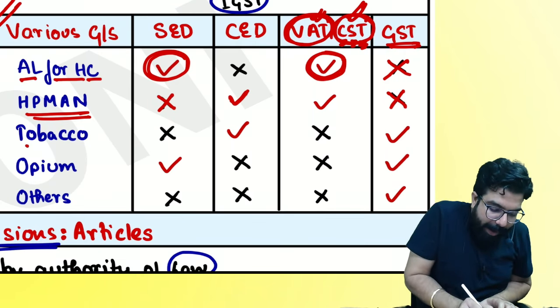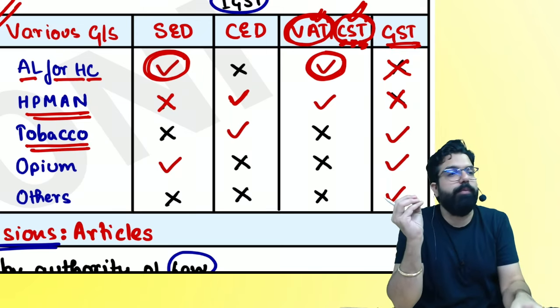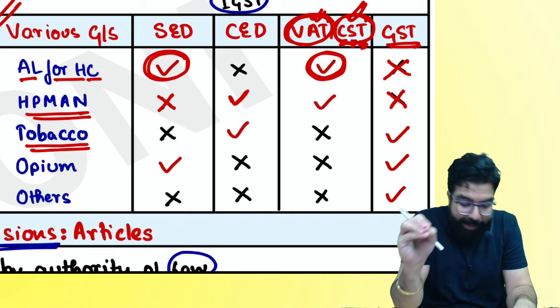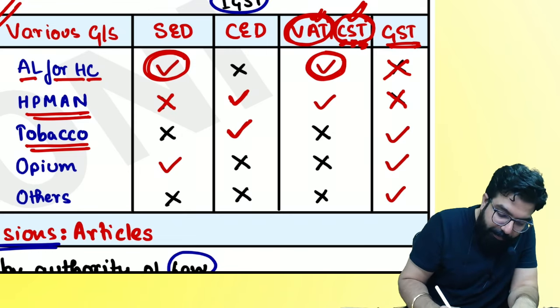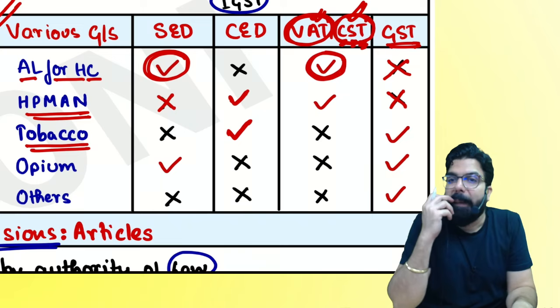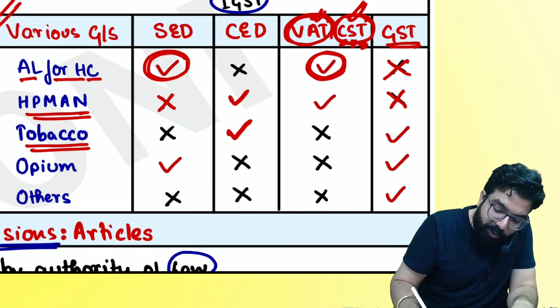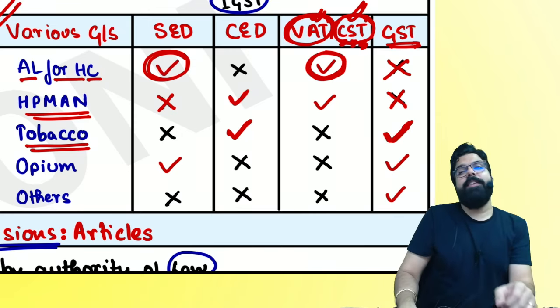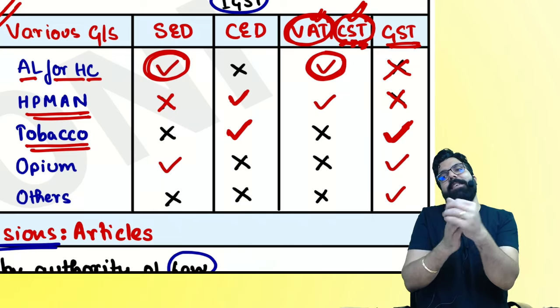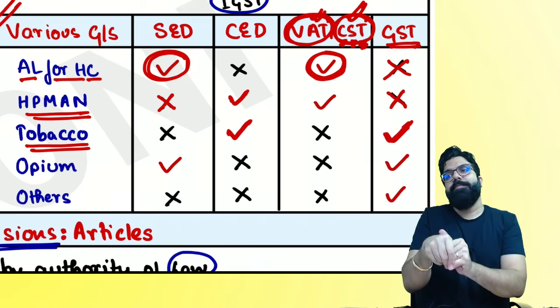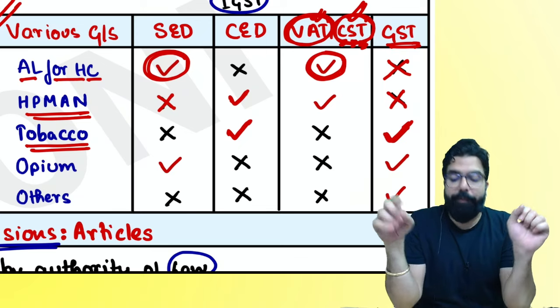No. Tobacco and tobacco items. Whenever it is manufactured, what is charged, everyone? Central excise duty. And when it is sold, what will you charge? GST. So can you tell me one item on which central excise duty and GST both are charged? Tobacco. Tobacco pays central excise duty.